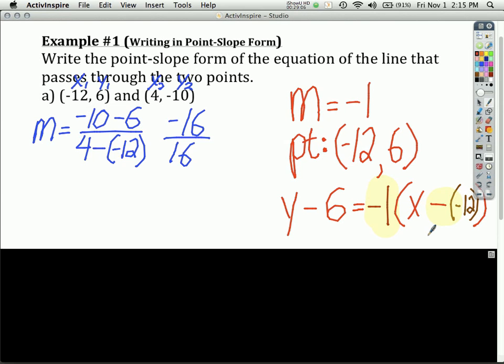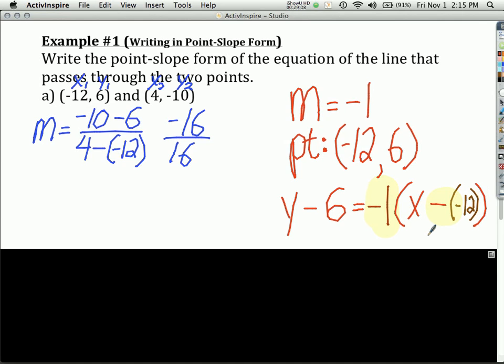So someone give me the left-hand side of the equation. What's the left-hand side going to be? Kamoy? Y minus 6. Y minus 6. Good. What's the right-hand side going to be? The left-hand side didn't really need to be modified. What's the right-hand side going to be?